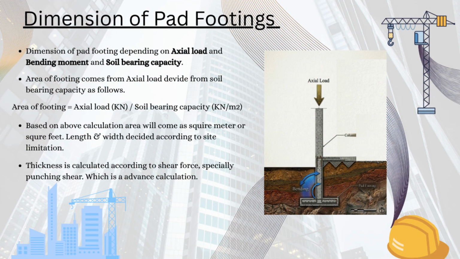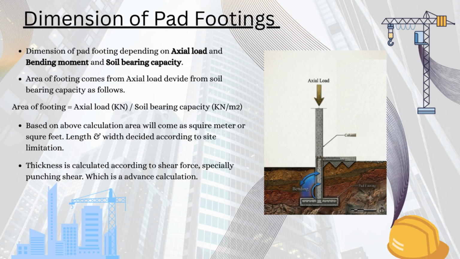Every column supports a specific portion of the building. The vertical load carried by that column is called the axial load. In addition to the vertical load, the column may also experience a bending moment, which is the turning force that causes the column to bend. This can occur due to wind, earthquakes, or eccentric loading.